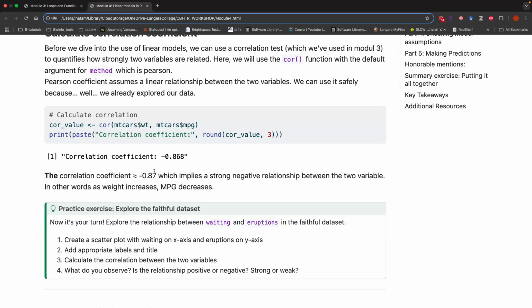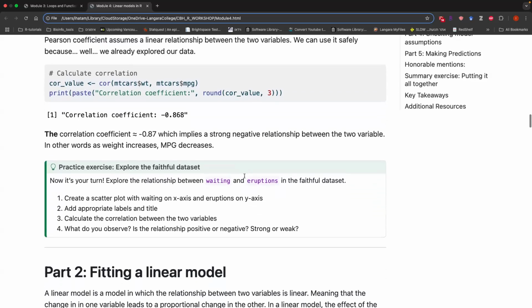So minus about 0.87 tells you that there is a very strong negative correlation. When we increase weight, we decrease fuel efficiency. When we decrease weight, we increase fuel efficiency. Does that make sense to you guys? So that's what we're doing. So I want you guys, again, to take this code, run it, and see that you're getting it.